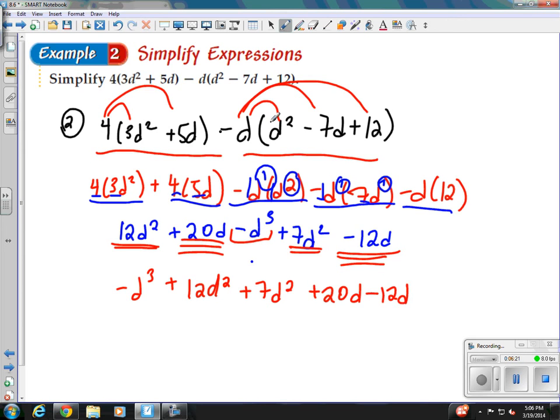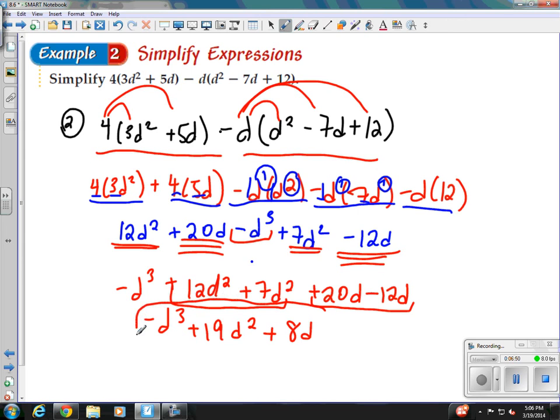Now, we go through and we combine like terms. So negative d to the third doesn't have anybody to go with, so it just drops down. But 12d squared plus 7d squared gives us 19d squared. And then 20d minus 12d gives us a positive 8d. Check again for like terms. That's d to the third, d to the second, d to the first, so can't go any farther. So that's our answer.